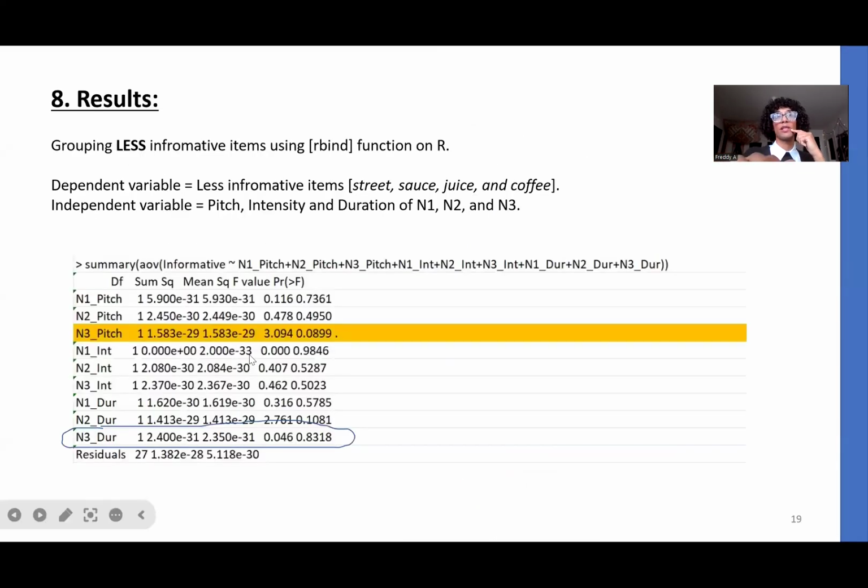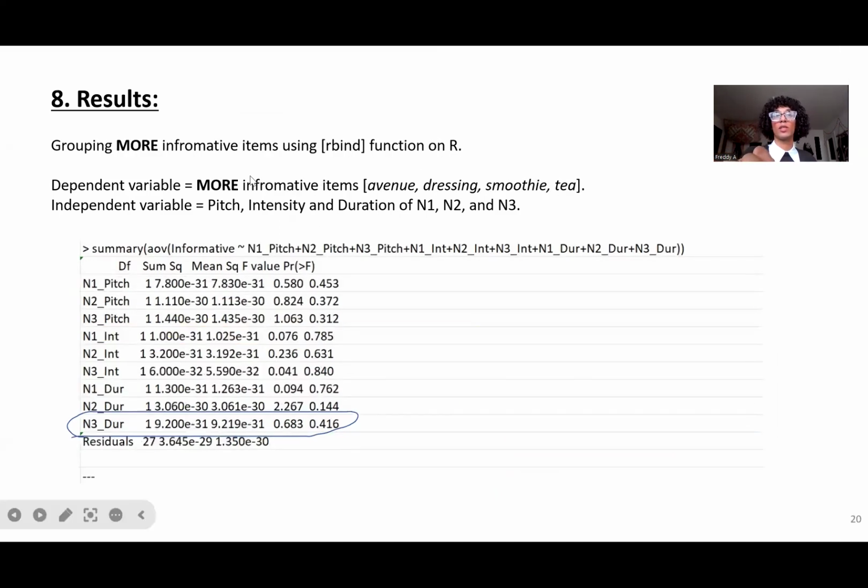Now, in this first analysis, I took items that are less informative in the N3 position, like street, sauce, juice, and coffee. And I found that there is no significant difference in the N3 pitch, N3 intensity, or N3 duration. The pitch was kind of close, but it's not actually that close, so it doesn't matter. Now, I did the same thing with more informative words in the N3 position. So these are avenue, dressing, smoothie, and tea, respectively. And there are no differences in pitch, intensity, or duration within these more informative words in different data sets.